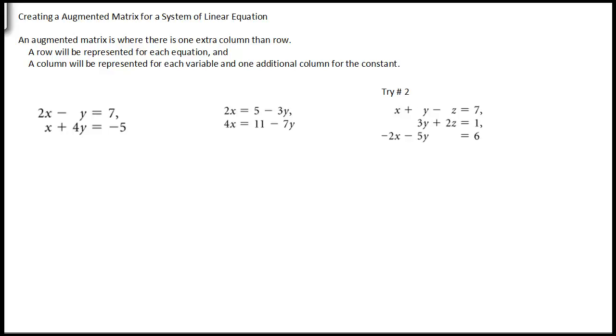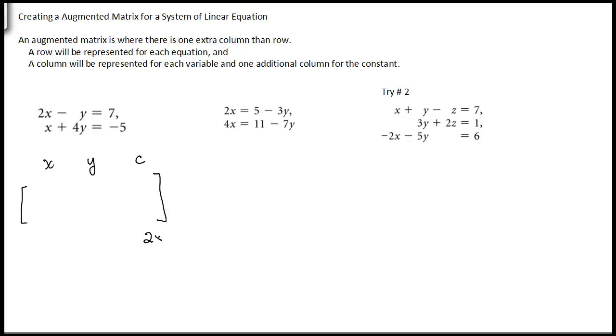Creating an augmented matrix for a system of linear equations. An augmented matrix is where there are 1 extra column than row. A row would be represented by each equation, and a column would be represented by each variable and 1 additional column for the constant. So what we want to do is we want the x's to represent 1 column, the y's represent another, and your constant representing the last column.